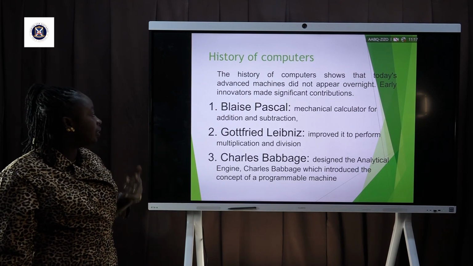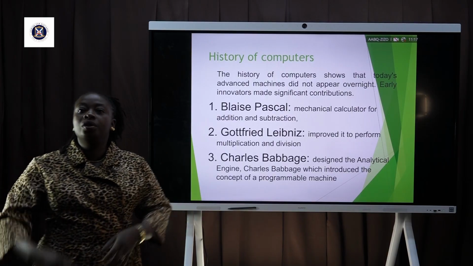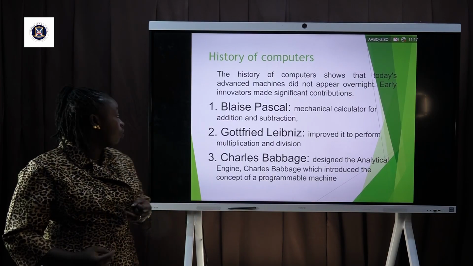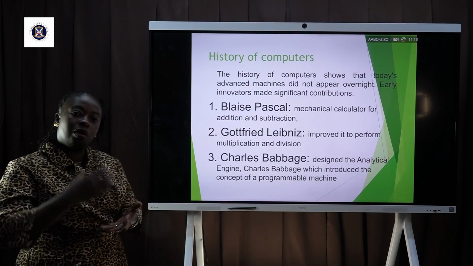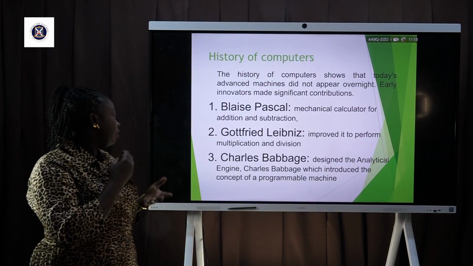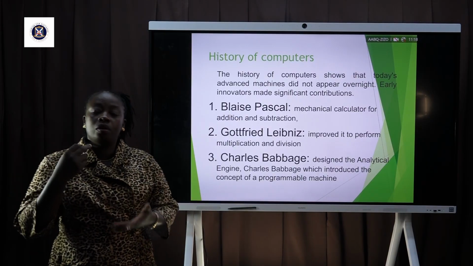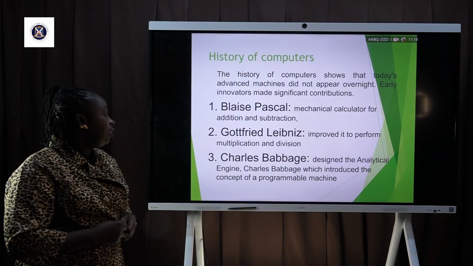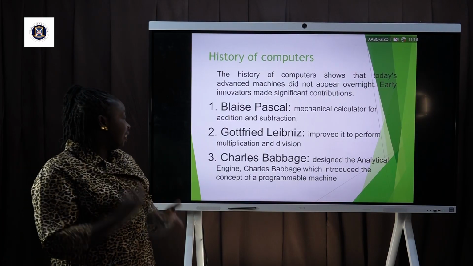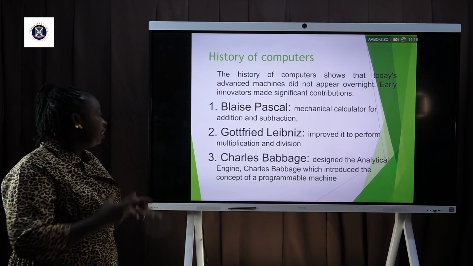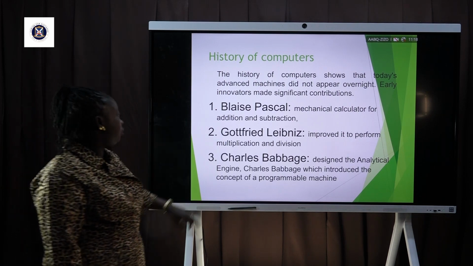Then we have Blaise Pascal, who developed the mechanical calculator, which could do addition and subtraction. Gottfried Leibniz improved on the calculator developed by Blaise Pascal, and this type of calculator can do addition, subtraction, multiplication, and division. Charles Babbage, who is considered to be the father of computer, designed the analytical engine, which introduced the concept of programming machine.